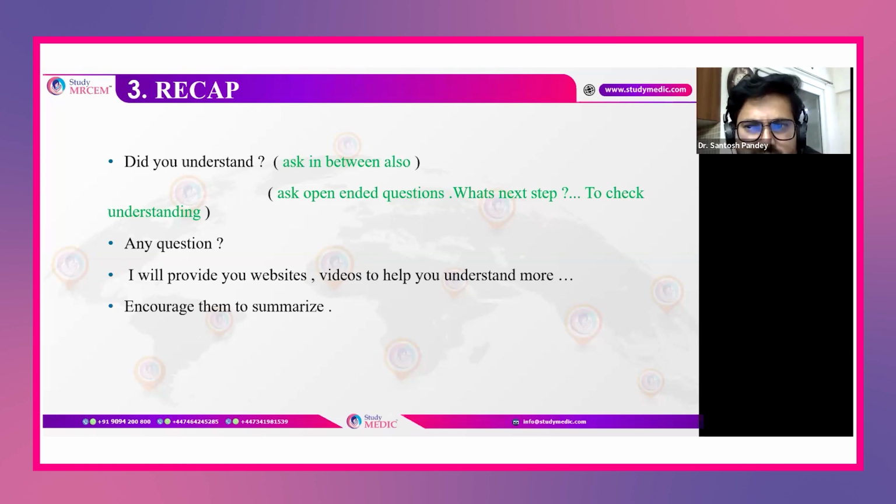If you have time, most of the cases you don't have time before you reach this level of the station, but still if you have time, you can tell to summarize, because once you start summarizing, most of the things are understood, the station has gone well, and most of the time by this time the bell rings and you have to go out of the room.